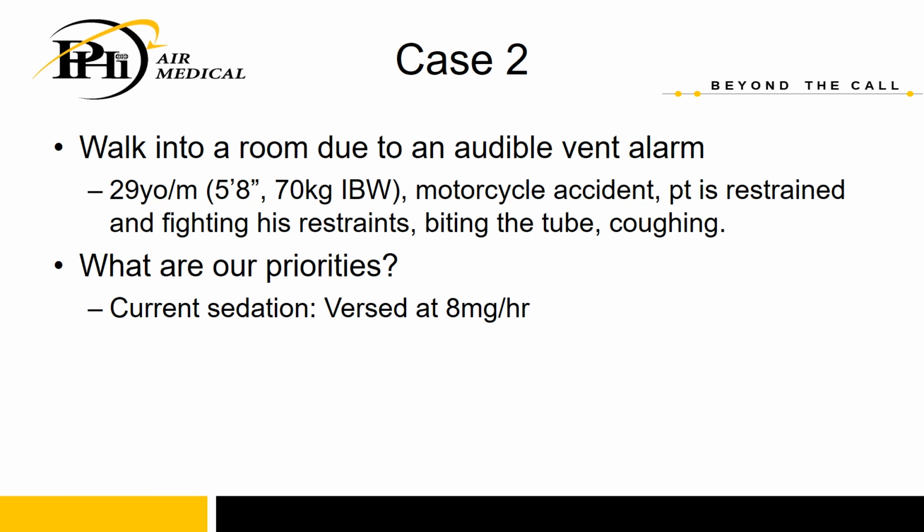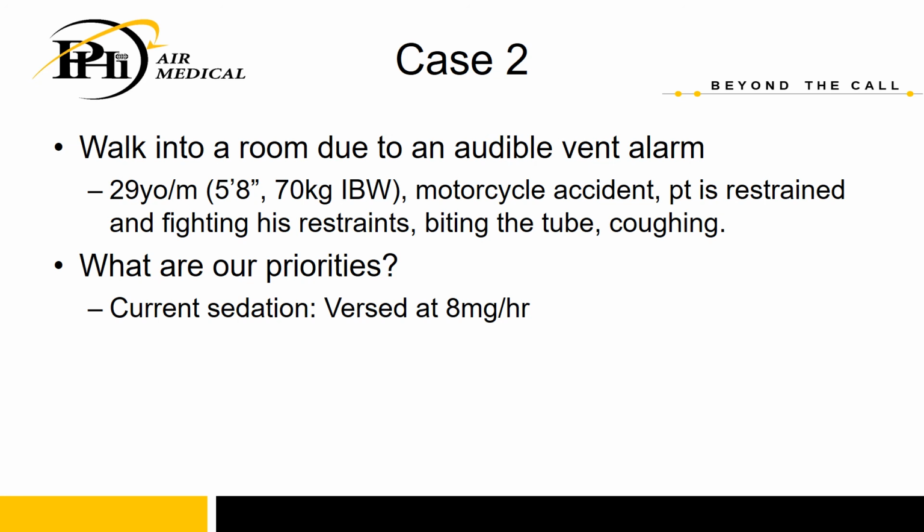Case number 2. We walk into a room due to an audible vent alarm. We see a 29-year-old male who has an ideal body weight of 70 kilograms. He was involved in a motorcycle accident. The patient is restrained, but fighting his restraints, biting the tube, and he is coughing. So what are our priorities for this patient?